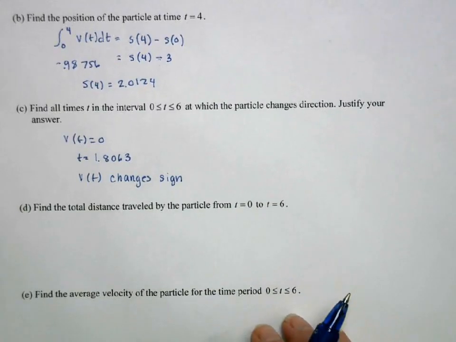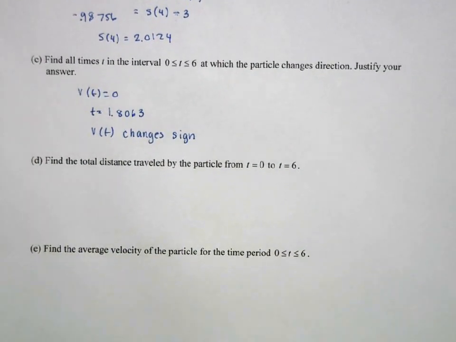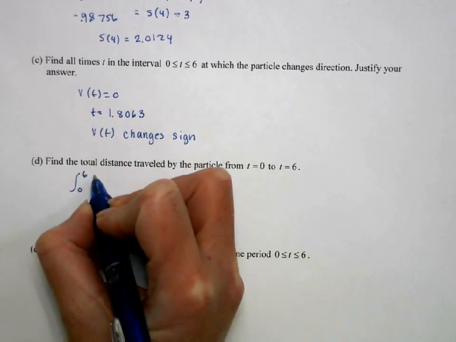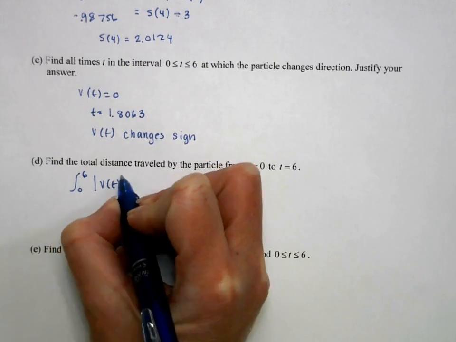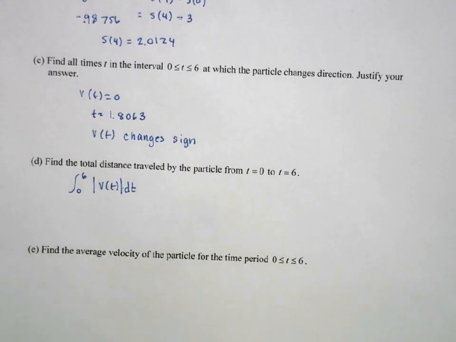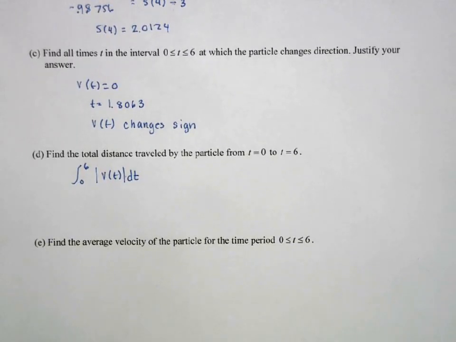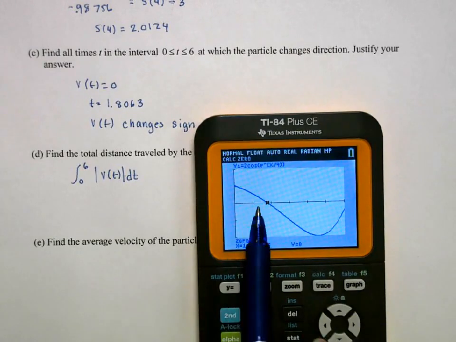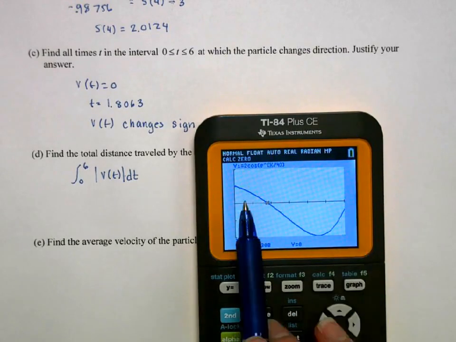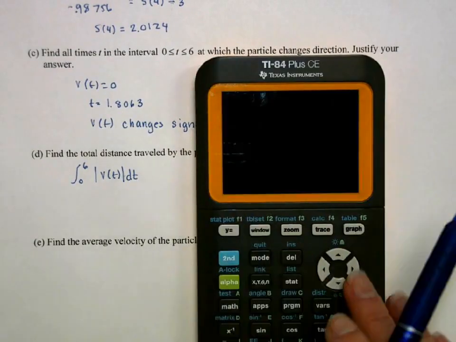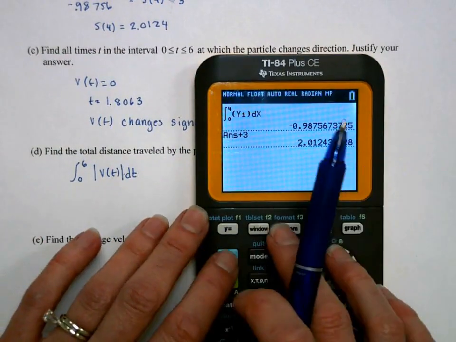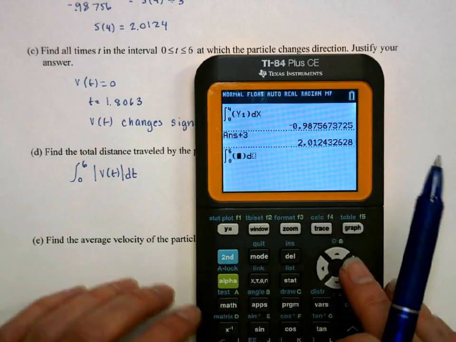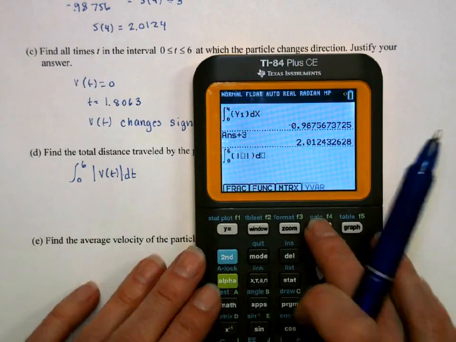Find the total distance traveled. For total distance traveled, we're going to use the integral from 0 to 6 of the absolute value of v(t). If we just integrated v(t), we'd find the displacement, but we want the absolute value, which is going to account for the fact that we were traveling to the right and then we were traveling to the left, so we want that distance and that distance. If we just integrated, we would have our displacement. So we're going to use our integral. We're going to do the absolute value of y1.